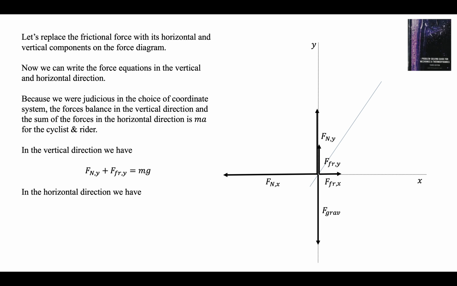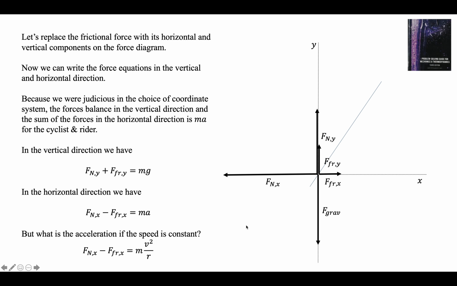In the horizontal direction, we have the normal force component minus the frictional force component is ma in the x direction. Well, wait a minute. The speed's constant. What's the acceleration? It's v squared over r, right? Going in a circle at constant speed, v squared over r towards the middle.